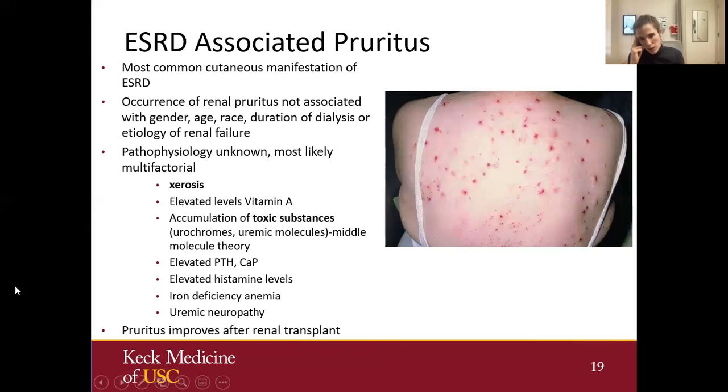I always tell my residents when we have massive lists like this, it means we don't really understand. It probably has to do with changes in the skin that relate to xerosis or dryness, may have to do with accumulation of toxic substances, elevation of parathyroid hormone and calcium phosphate products. There's a lot of things in motion that are thought to have some effect, but it's not that well understood. And we do know that in most patients, the pruritus improves after renal transplant. That's something that can help, but obviously is not an option for all patients. We can move on to the next slide.